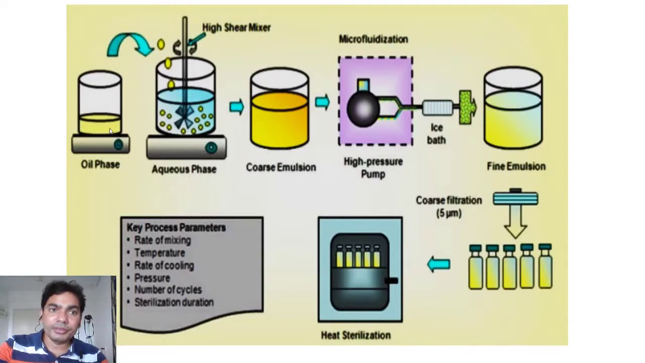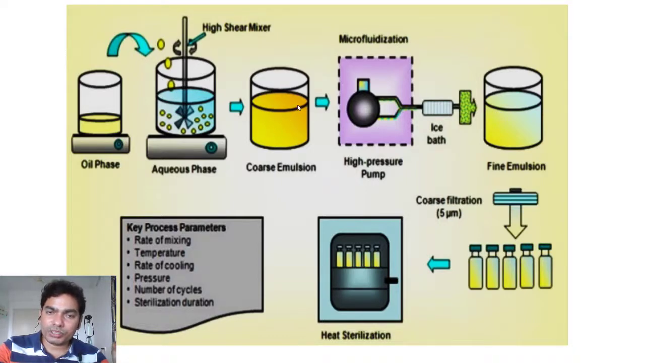How do they make it? They take the oil phase, and then you add it to the water. The base is the water, and then with a high shear mixer you mix them, and then there is a coarse emulsion, right? Then you pass this coarse emulsion through a high pressure pump, and minute particles are produced. That is called microfluidization, right?